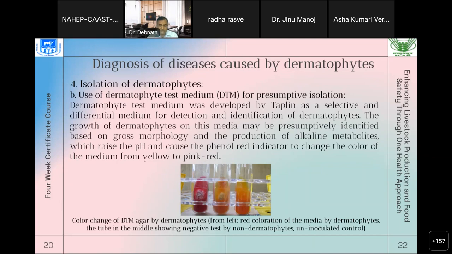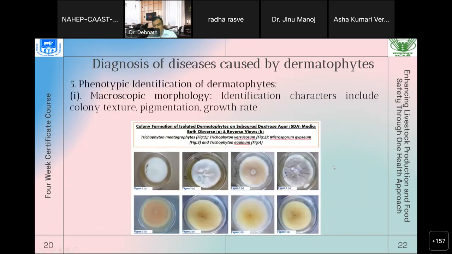But this media is not foolproof, because many false positive as well as false negative reactions are also given by some other fungus. So although it helps us, it is not definite that the sample contains dermatophytes. Now, here you can see the macroscopic morphology of different dermatophytes that we have isolated in our lab only.